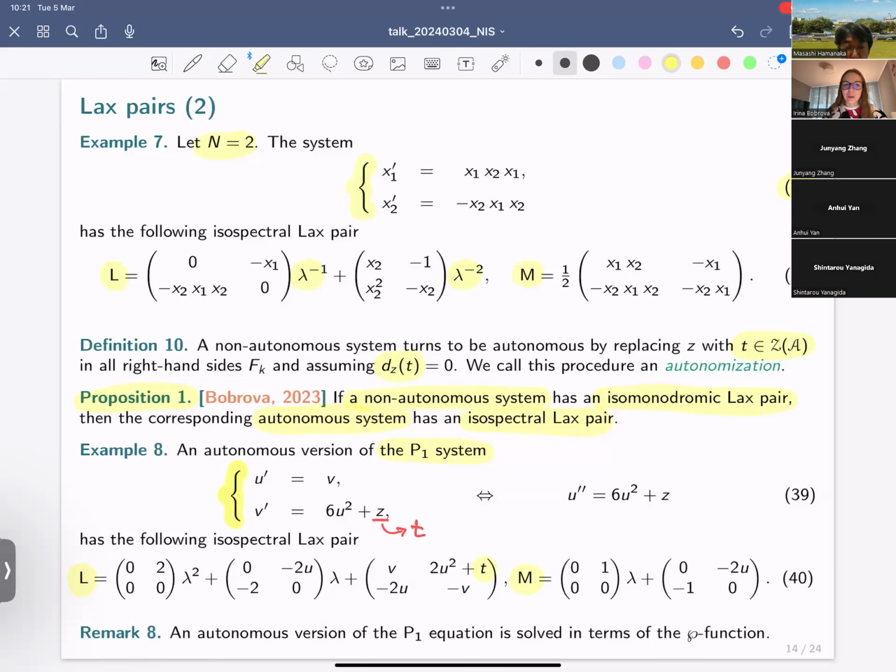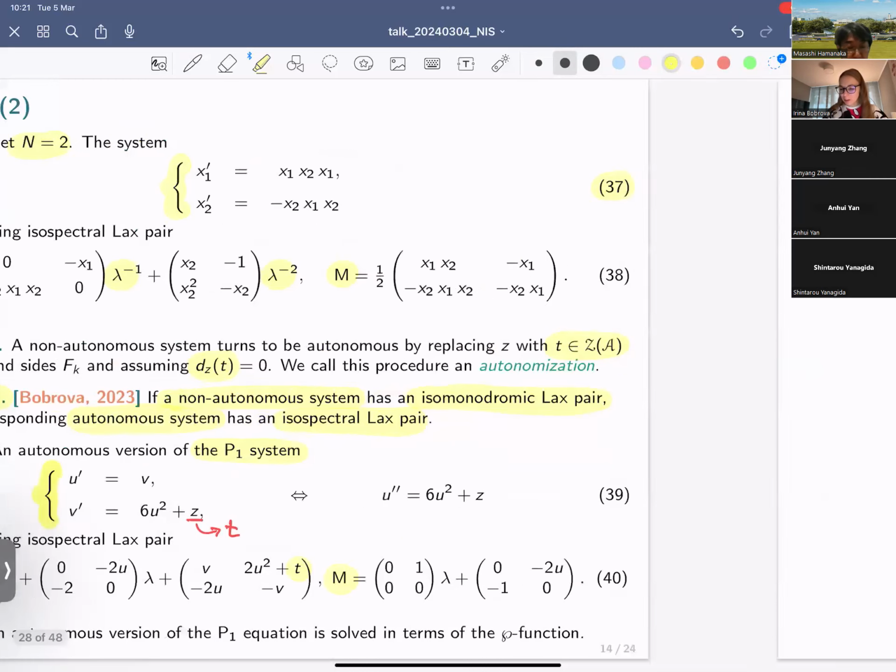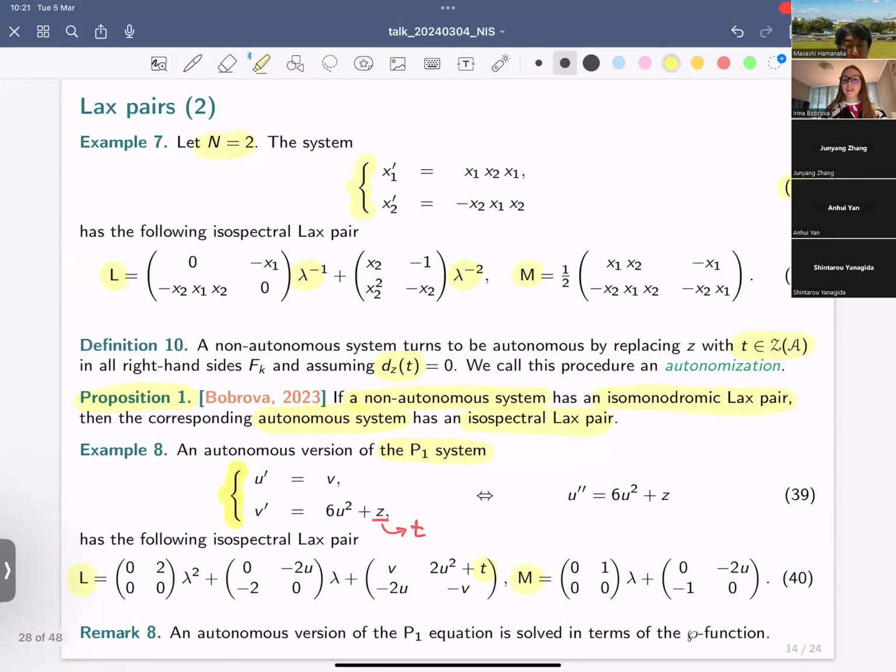Sorry for this delay. I think that it's a good point to stop because the next part is about non-abelian difference equations.